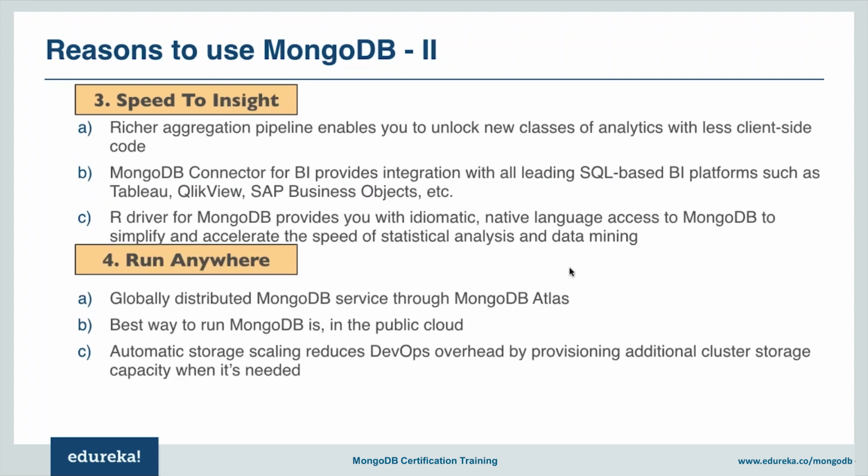Then if we talk about running anywhere, because Mongo is globally distributed, we can run Mongo as a service, majorly through Atlas. Or if we are working with cloud, we can always run Mongo as a cluster of nodes in the public cloud, and we can directly access it from anywhere. And the automatic scaling removes the development operations overhead by provisioning the additional clusters whenever required, so we don't need an explicit DevOps team or DevOps tools linked to that.